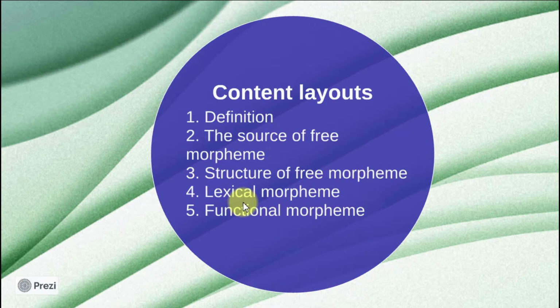In grammar and linguistics, they call it the structures of free morpheme. Point number 4 is the lexical morpheme. So what is a lexical morpheme? All the answers will be detailed in this lesson. And point number 5 is the functional morpheme. So what is the functional morpheme? Please stick around and learn this lesson until the end. You will be clear about what is functional and about all of the content layout here.